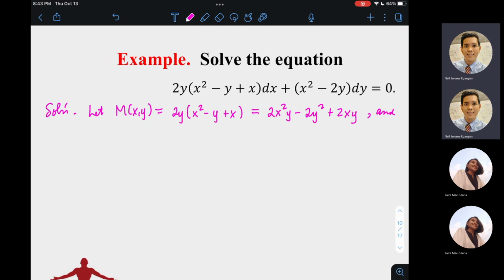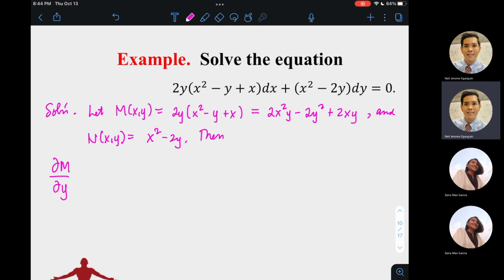And I will let N of xy to be what was multiplied to dy. So we'll have the simple function x squared minus 2y. And then tingnan natin yung mga partial, right? Para lang makita or ma-verify kung exact siya or hindi. Tapos kung hindi siya exact, magagamit ko rin naman yung mga partials para dun sa paghahanap ng integrating factor, right? So then we can note that the partial of M with respect to y, yung kukunin kong partial kasi si M ay nakamultiply kay dx. So nagkakaroon ng crisscrossing dito ng partial differentiation.